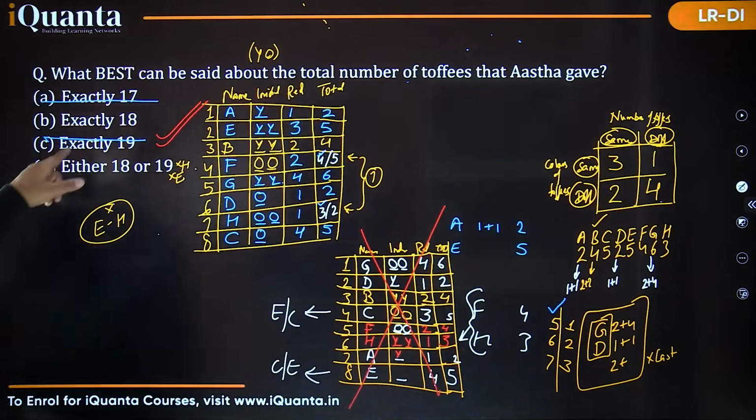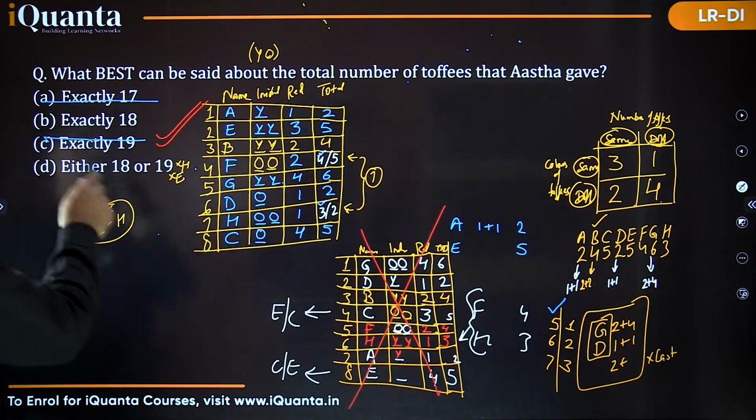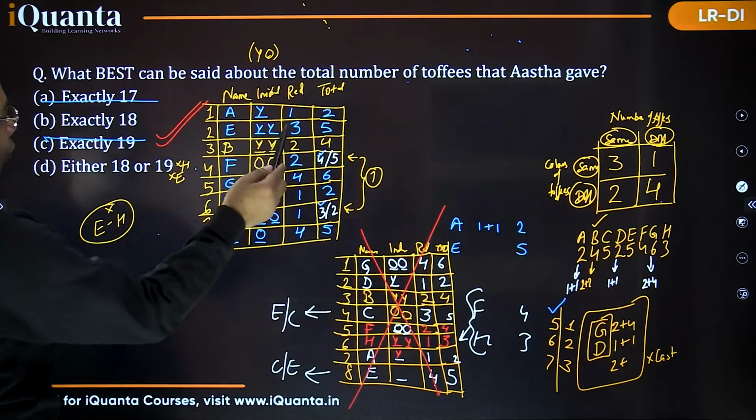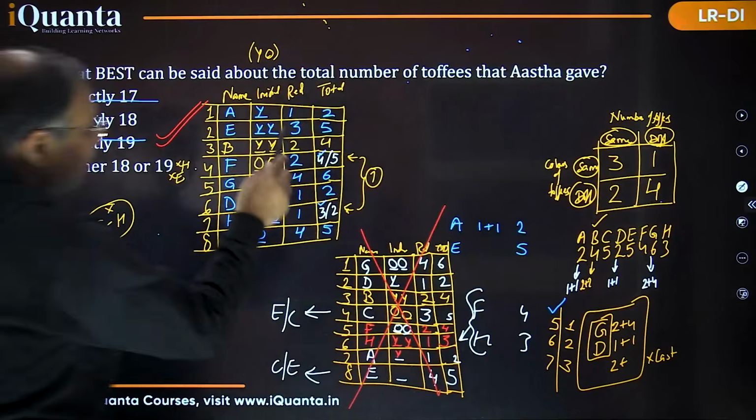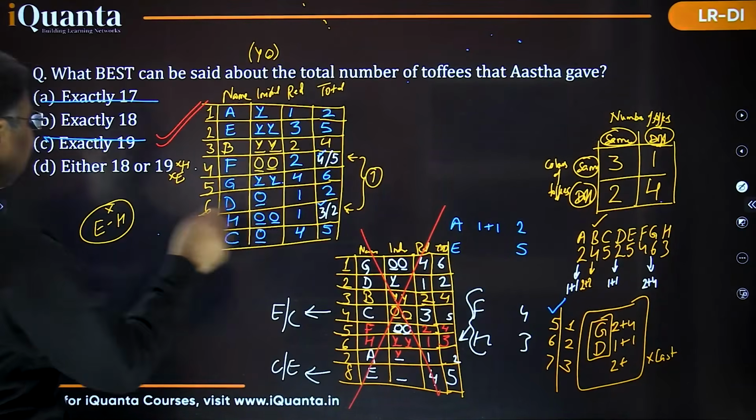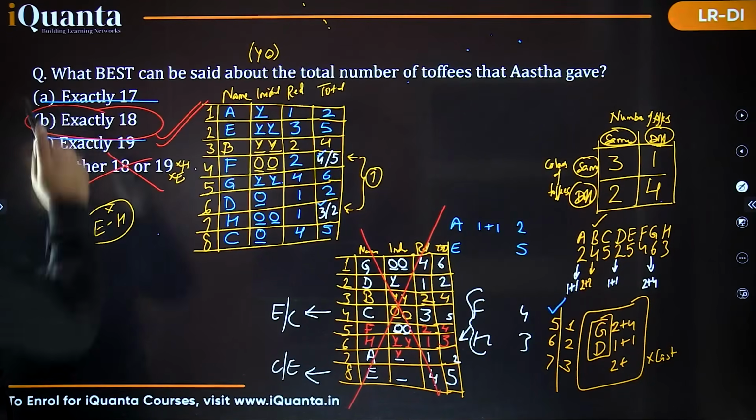So the first question, we had left earlier. But we have confirmed that it is only this case. In this case, it was asking about the total number of trophies that Astha gave. That means these red trophies. Let's continue with the red only. So 1 plus 3, 4, and 4, 8, and 4, 12, and 4, 16, and 2, 18. So it is certainly 18, right? It is not 19, it is 18 certainly. So option B is the right answer.